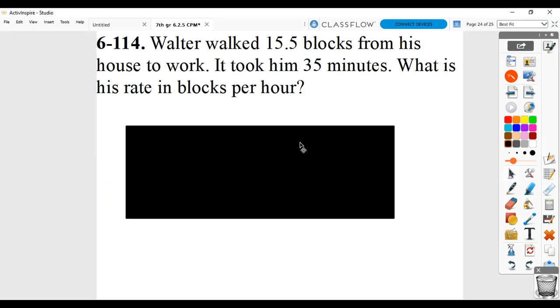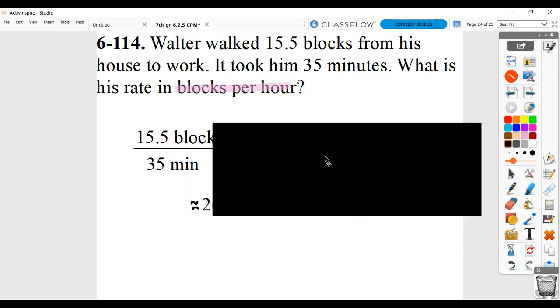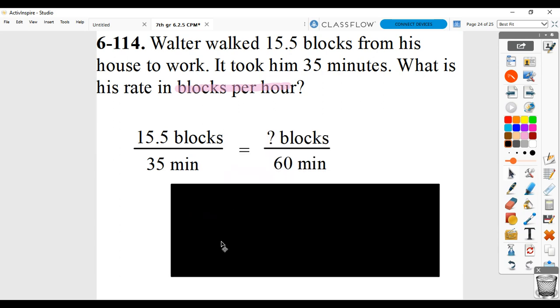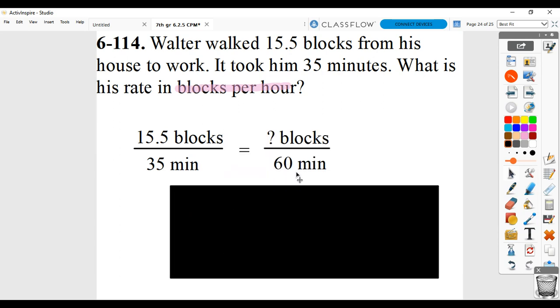For 6.1.14, Walter walked 15.5 blocks from his house to work. It took him 35 minutes. What's his rate in blocks per hour? So I think the easiest way to do that is to say he can walk 15.5 blocks in 35 minutes. We want to know how many blocks he can walk in 60 minutes, because of course per hour means in 60 minutes. And then I would set this up and solve it with cross products.